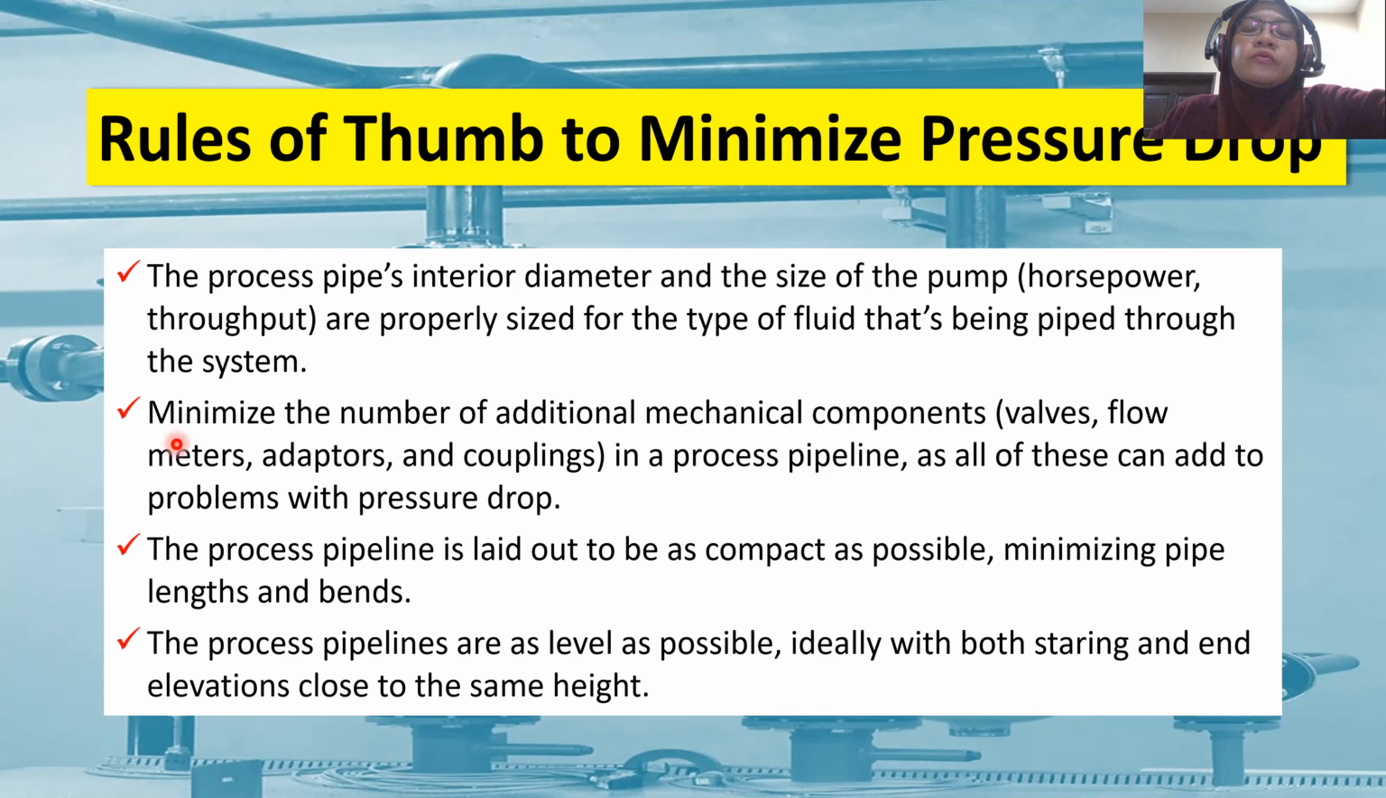Another thing is we need to minimize the number of additional mechanical components, for example valves, flow meters, adapters, and couplings in a process pipeline, as all of these add to the pressure drop problem. We also need to ensure the process pipeline is laid out as compactly as possible, to minimize pipe lengths and bends, and keep it as level as possible, as changes in piping elevation will contribute to either pressure drop or overpressure situations.